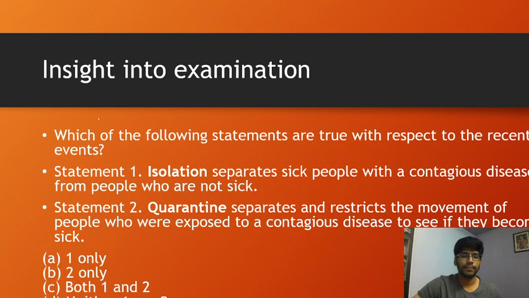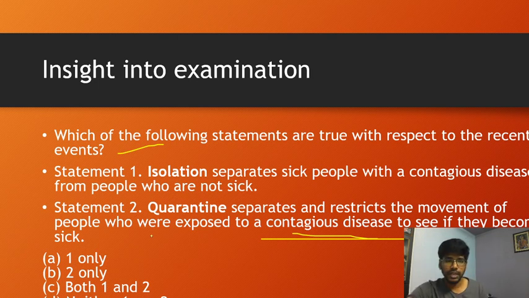The next question: which of the following statements are true with respect to the recent events? Statement 1, isolation separates the sick persons with the contagious disease from the persons who are not sick. Statement 2, quarantine separates and restricts the movement of people who are exposed to the contagious disease to see if they become sick. So isolation separates a sick person from the unsick person.